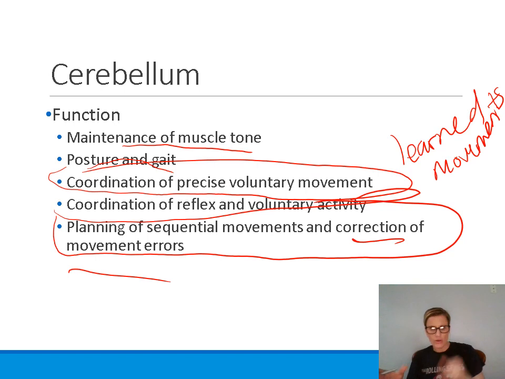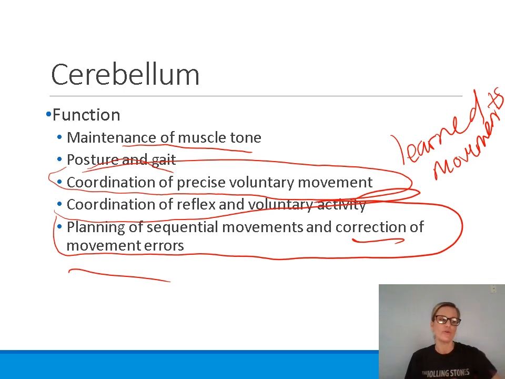This is what I planned to do. This is what actually happened. These are the adjustments that should be made. And then it gives that information, right? Any mismatch between the intended movement and the actual movement is processed. And it gives that information about the error back up to the motor cortex. The cerebellum sends it to the motor cortex so that the next time around, the movement can be better.